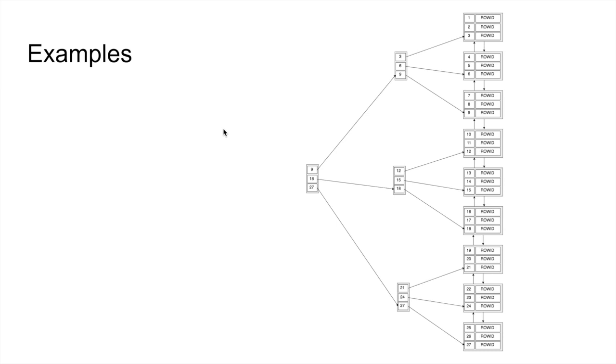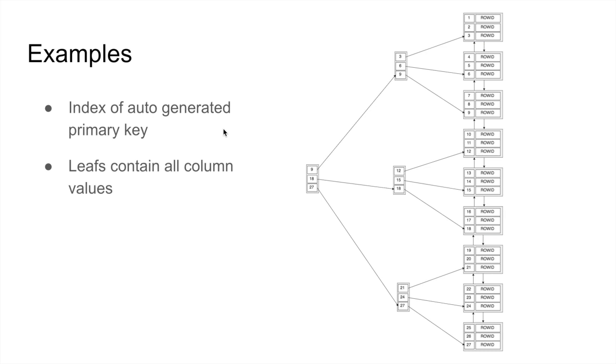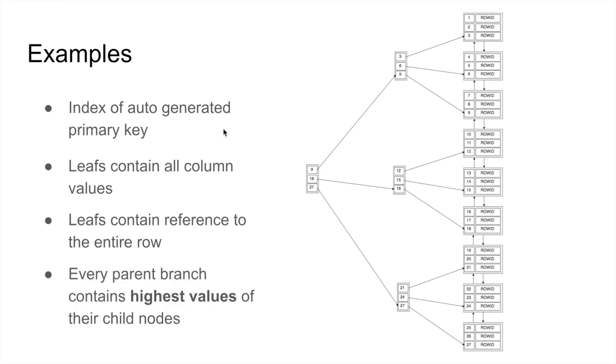This is an example of an index based on an auto-generated primary key column. As you can see, the leaf nodes contain all of the column values, as well as a reference to the entire row. Also, something that you need to understand about the index tree is how it's built up. Every parent node contains the highest values of its child nodes. So let's take an example here. This parent node contains the numbers 12, 15 and 18. So the 12 is the highest value of this child node, the 15 is the highest value of this child node, and the 18 is the highest value of this child node.